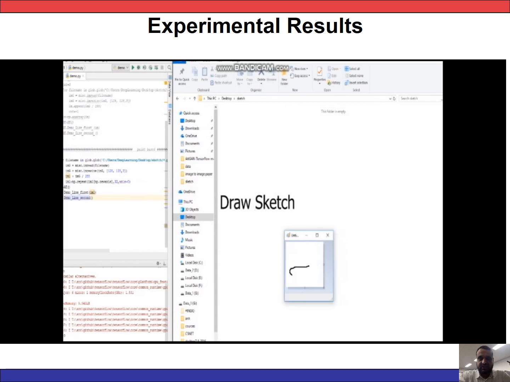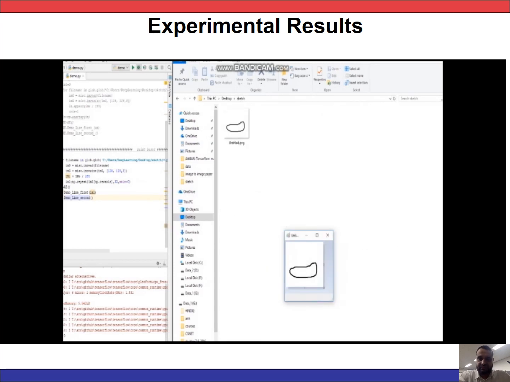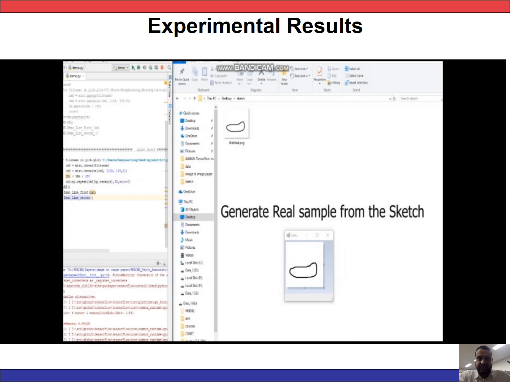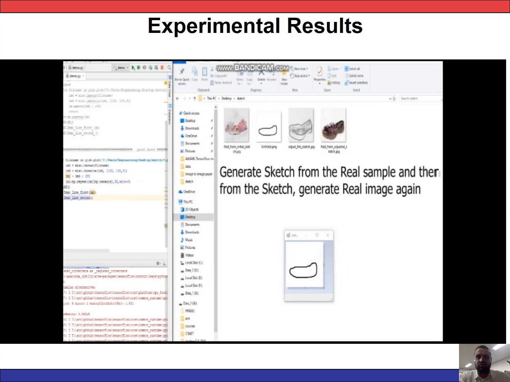Similarly, in the other example, if the generated real image is not good in the first step, the second step will generate a reasonable output. So this is the sketch image which is provided to this architecture, and this architecture generated this real image which is very noisy, and when we provide this back to this network to generate the sketch image, the sketch image is somewhat reasonable, and this is now generating somewhat reasonable output.